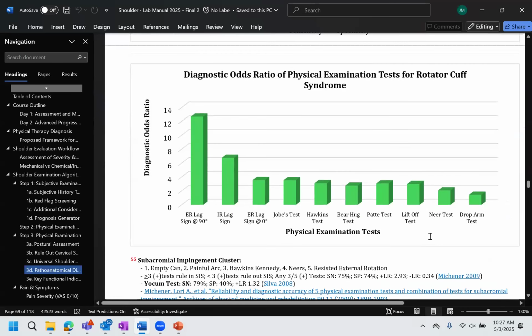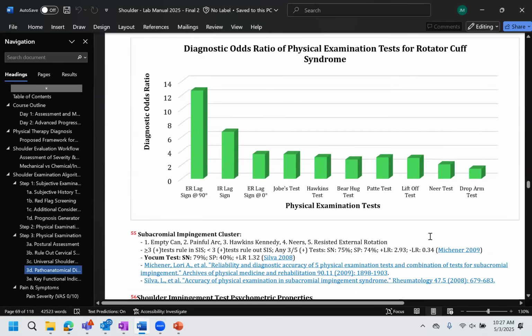And then this was a relatively new concept for me, as well as diagnostic odds ratio. The nice thing about that is that it uses an equation of both sensitivity and specificity, and speaks about the diagnostic accuracy of your test, irrespective of the point prevalence of the condition in the cohort that you're actually testing. So when we look here, the external rotation lag sign would kind of take the cake when I've stratified them from relatively highest to lowest.